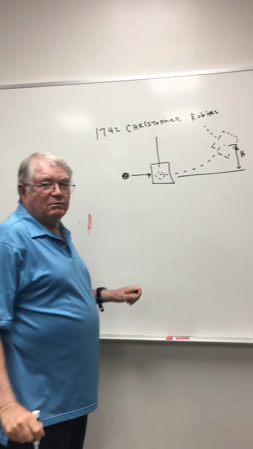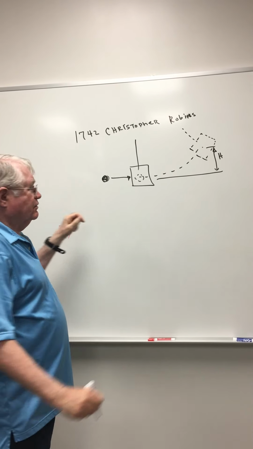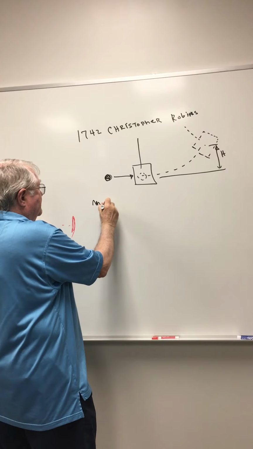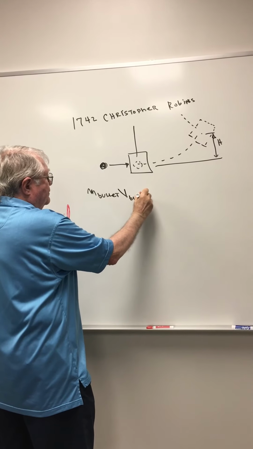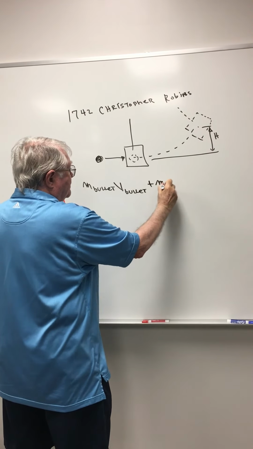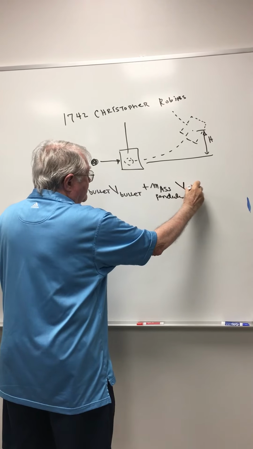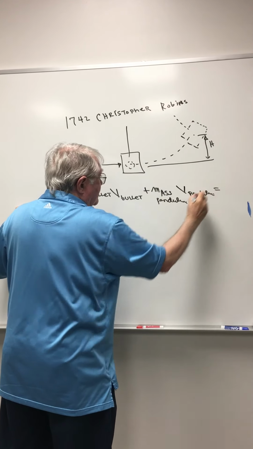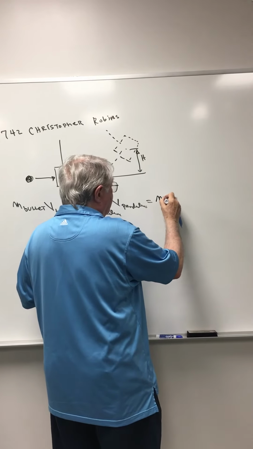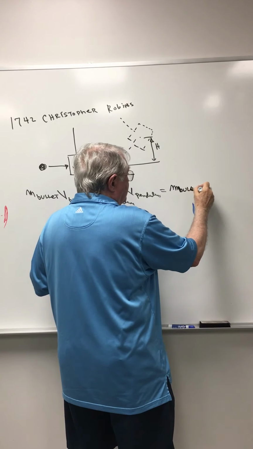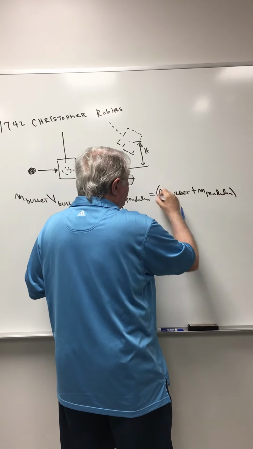Now the idea in this experiment is to fire the bullet into the pendulum. For that we use the law of conservation of momentum. Here we have the mass of the bullet times the velocity of the bullet, plus the mass of the pendulum times the velocity of the pendulum. And then after impact, they stick together. So we have the mass of the bullet plus the mass of the pendulum times the speed after impact.